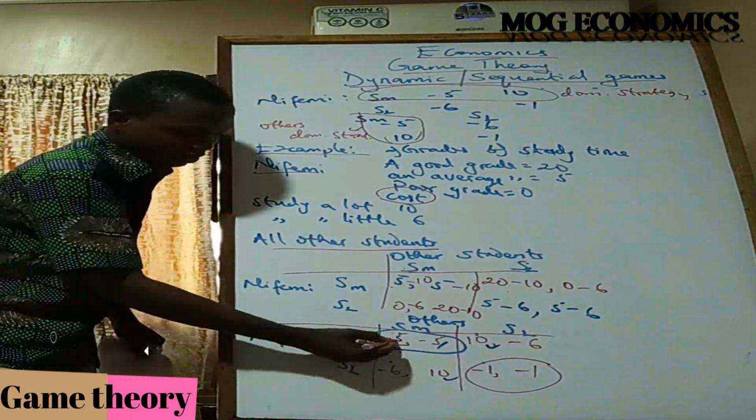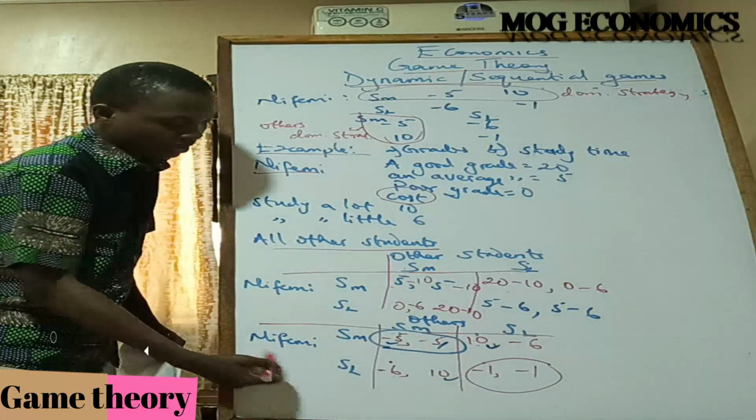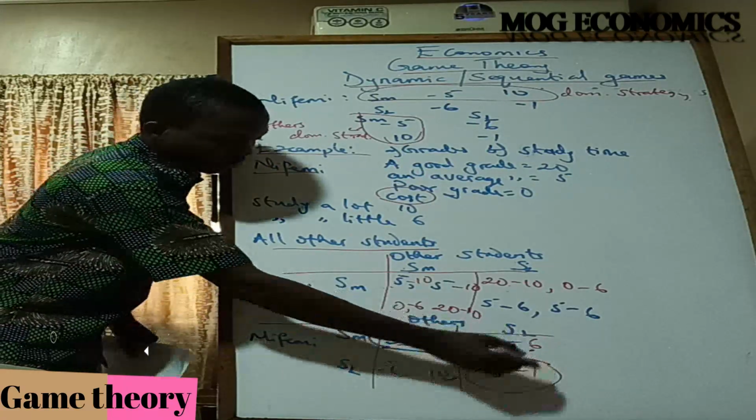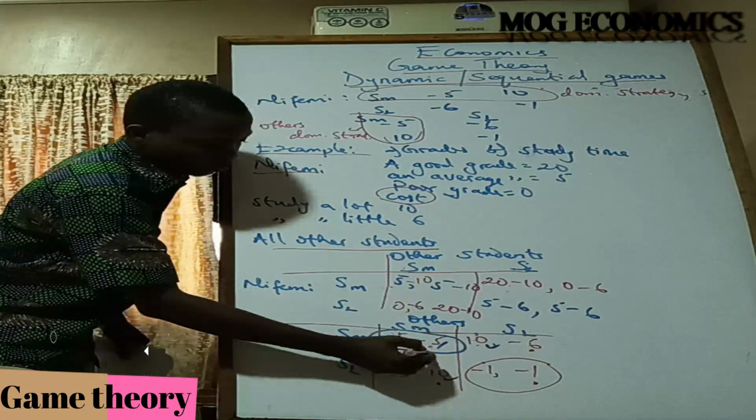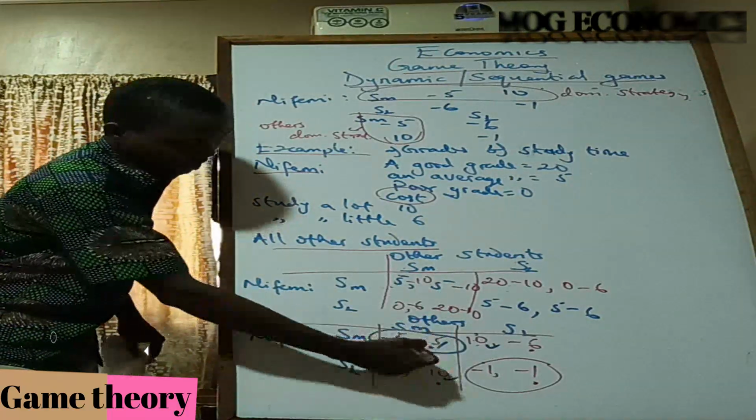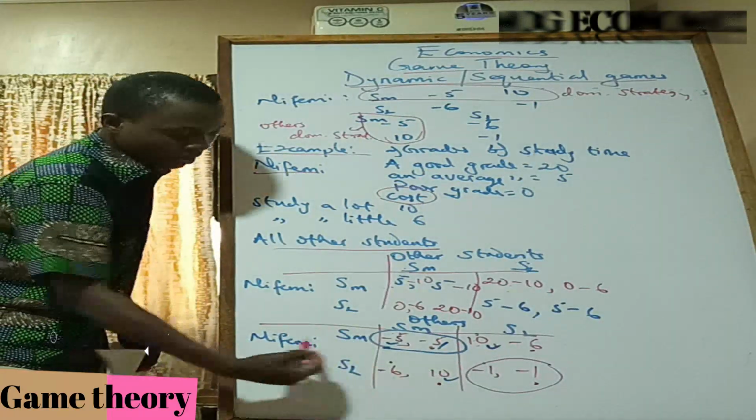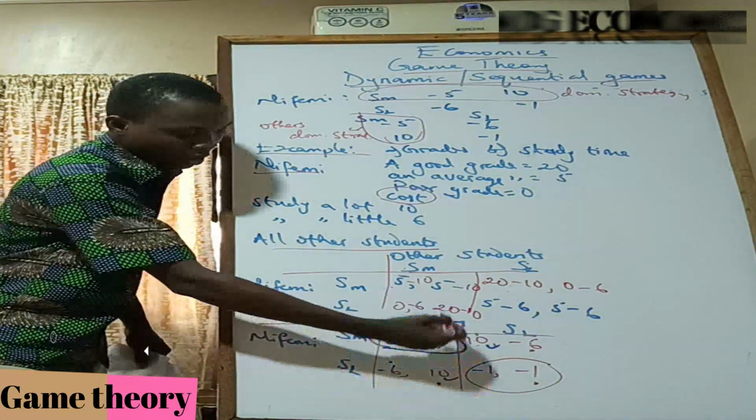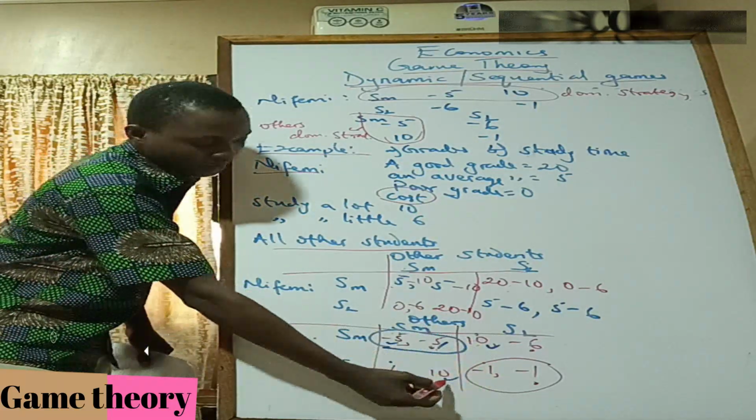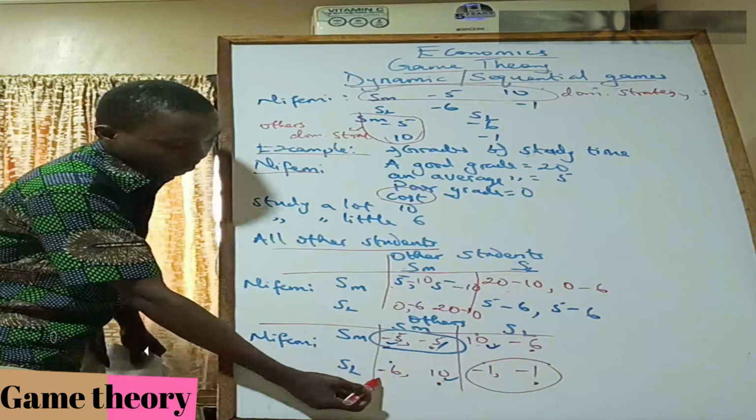And if the first numbers belong to Nifemi, the guy here, that means the second numbers, this one and this one, will belong to others. So for others, if they are studying much, they can either get a minus five or a 10, depending on what Nifemi is doing. So if Nifemi is also studying much, then while others are getting minus 5 for studying much, Nifemi is also getting a minus 5. While others are getting 10 for studying much, Nifemi is getting a minus 6 for studying a little.